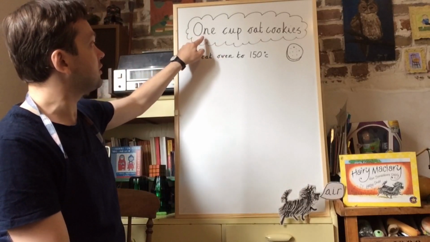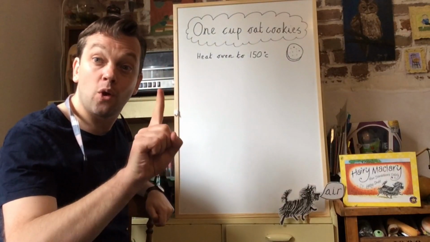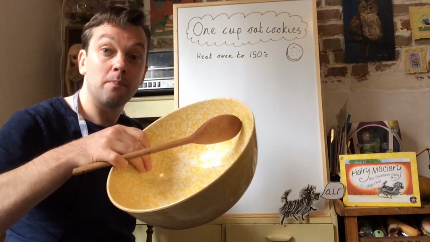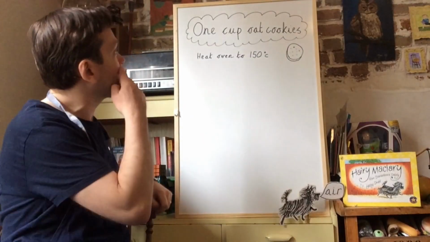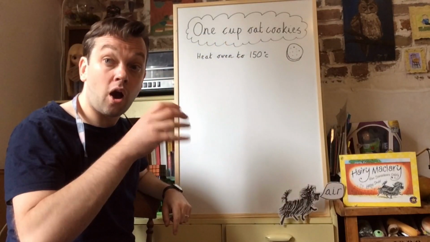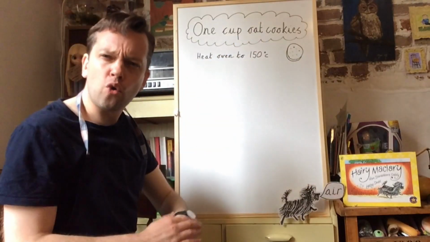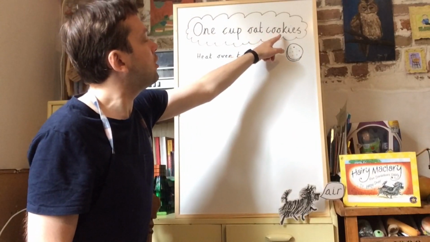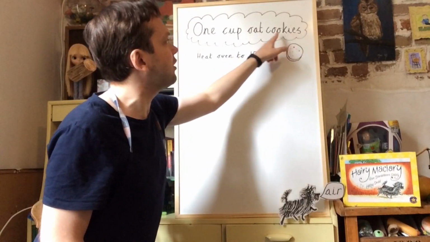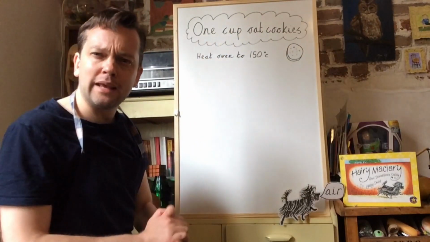Now a tricky word. Can't use your phonics for this one. This is the word one. One finger, one spoon, one bowl. One cup, one cup. Oat. Cook, and a tricky spelling, ease. Cookies. 1 cup oat cookies.